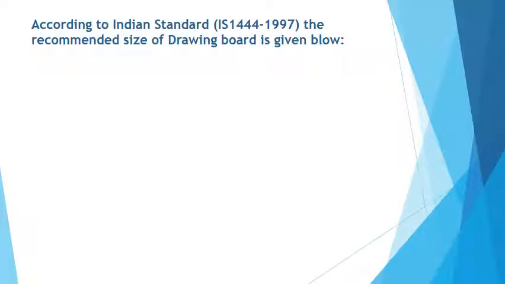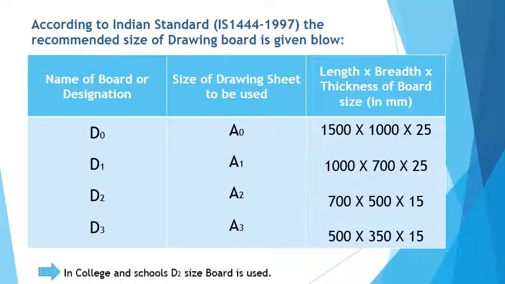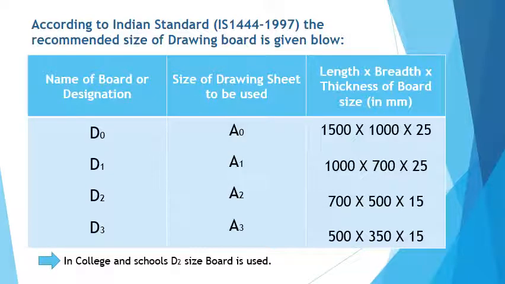According to Indian Standard IS 144/1997, the recommended size of drawing board is given here. In the first column we can see the designation of drawing board: D0, D1, D2 and D3. In the second column we can see the size of drawing sheet to be used on a designated board, given by A0, A1, A2 and A3. In the third column we can see the length, width and thickness of the drawing board in mm. For example, a D0 size drawing board, on which an A0 size drawing sheet is to be used, has length equal to 1500 mm, width equal to 1000 mm and thickness of 25 mm. In colleges and schools, a D2 size drawing board is used.